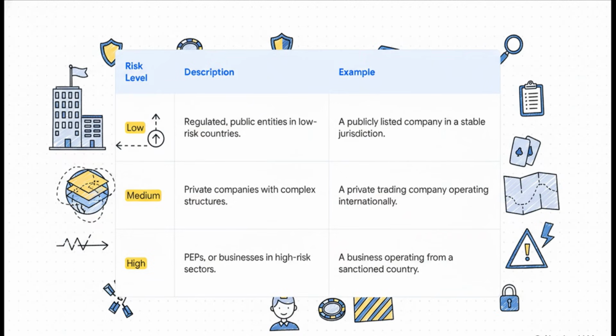Then you have medium risk, which might be something like a private company doing business all over the world. And high risk? That's your PEPs. Businesses in those tricky sectors like gambling, or really any company operating out of a sanctioned country. Getting this right is absolutely crucial.